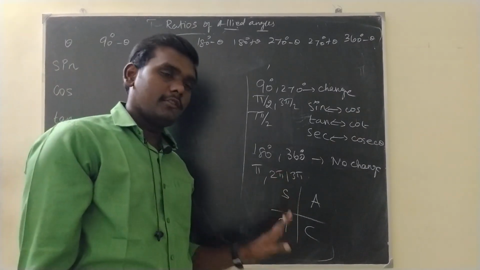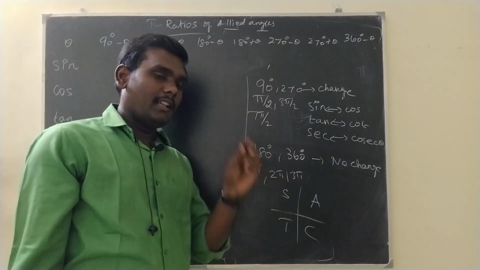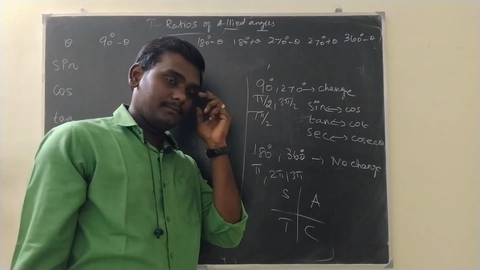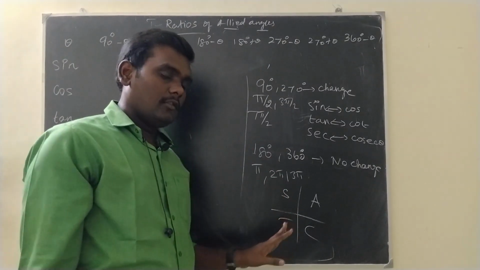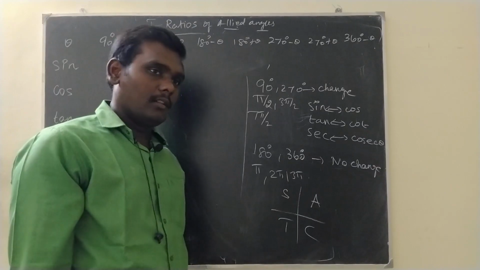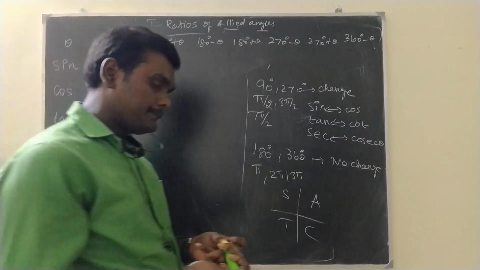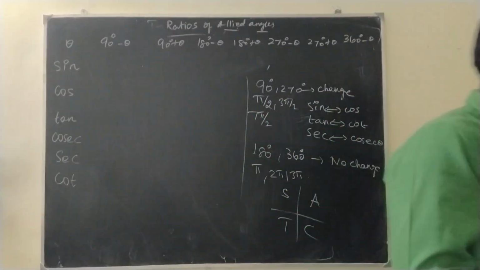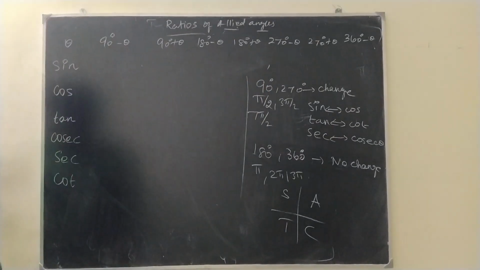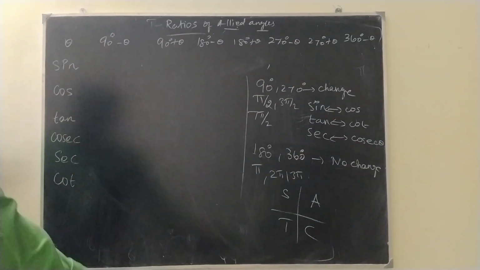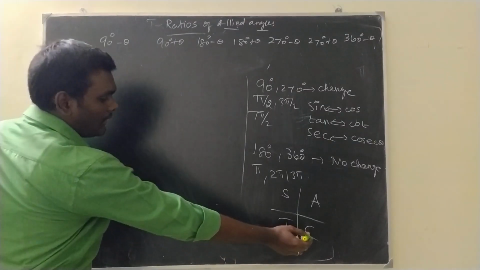No, third quadrant only you should say. Because the theta is acute, less than 90 degree, so it won't cross this border. So 270 degree minus theta means only third quadrant. Okay. 360 degree plus theta, first quadrant. 360 degree minus theta means this quadrant.